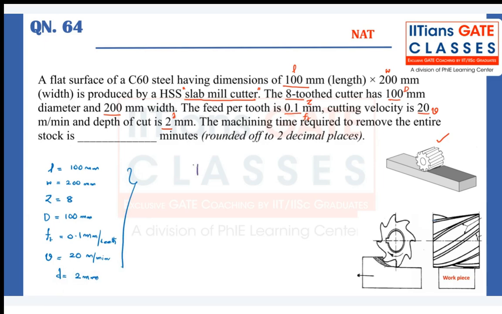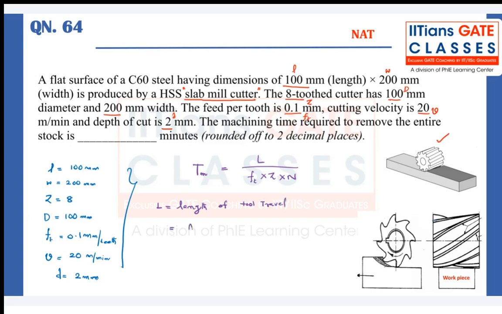Machining time is equal to the length of the tool travel divided by f_t into Z into RPM of the cutter. This is what we have discussed in milling. Now let us go for L, the length of tool travel. Clear, everybody?